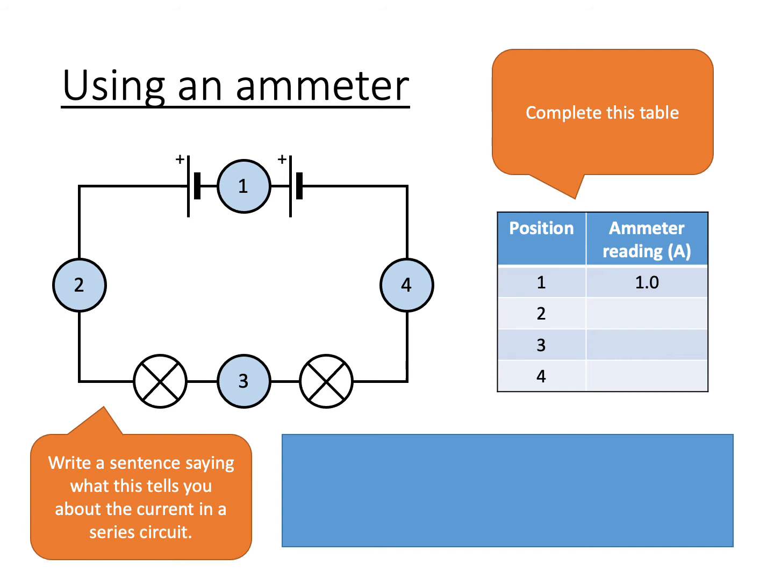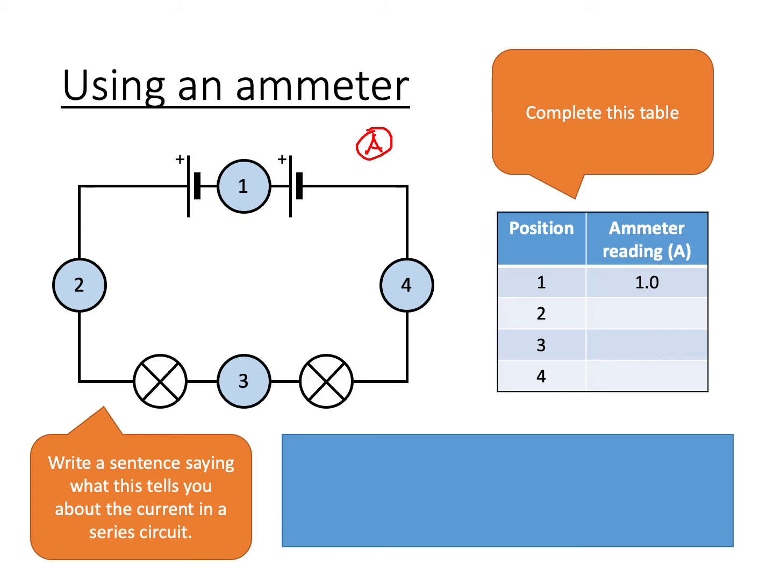So here we have a series circuit with two cells in it and two lamps. Okay, and we know it's a series circuit because there are no branches anywhere in the circuit. Now, we could connect an ammeter into the circuit at any one of these four positions. Remember, the symbol for an ammeter is this.